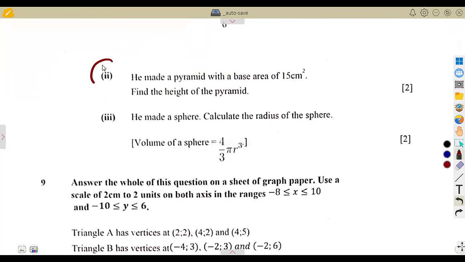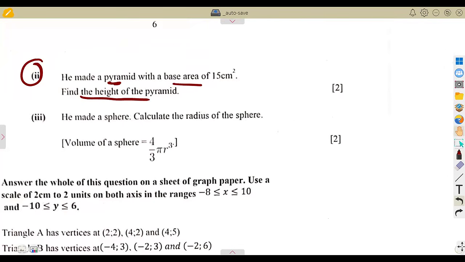The other part, he made a pyramid with the base area, or find the height of the pyramid. I talked about this, a pyramid, just like what we saw on a cone. It's an example of a pyramid. The volume of each pyramid, that is a third of the base area times what? The height.